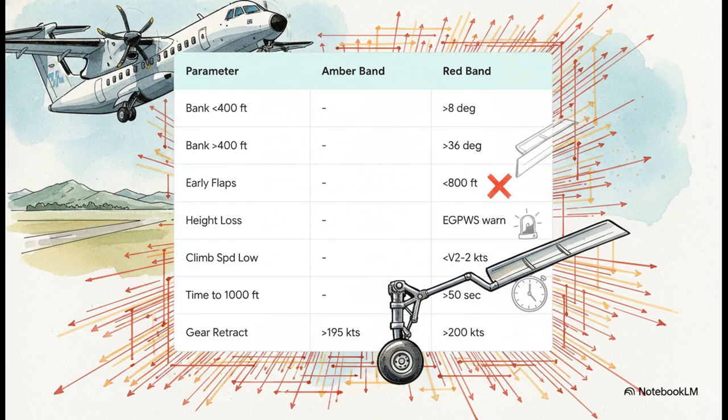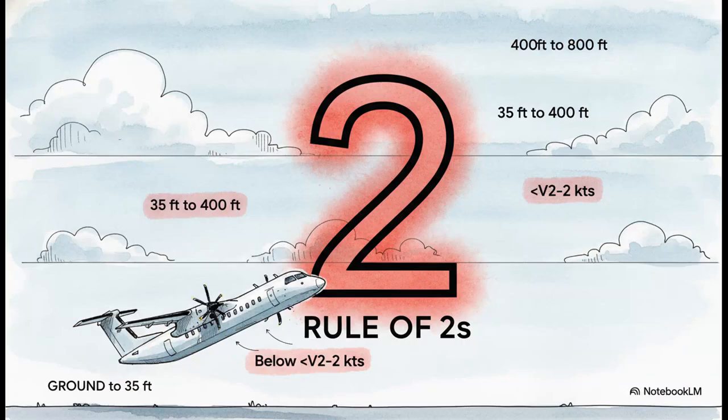And finally, gear retraction speed. If you hit the switch going over 195 knots, you trigger an amber advisory. Push it over 200 knots, and it becomes a red critical event. Want to memorize those climb speeds effortlessly? Apply what I call the rule of twos.